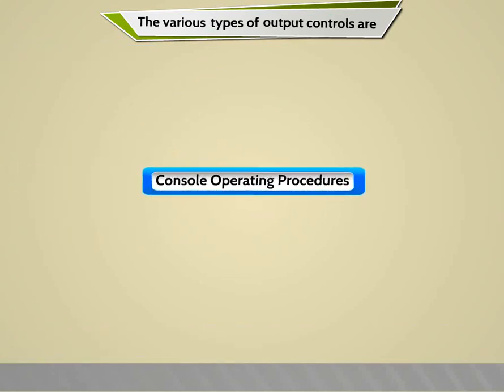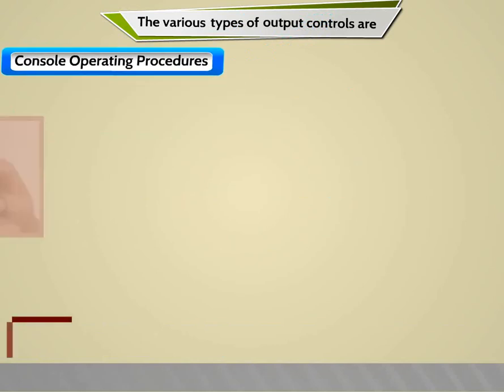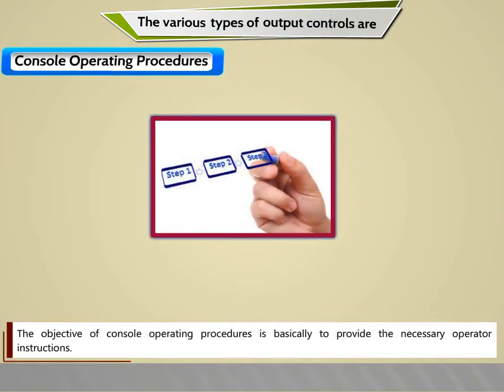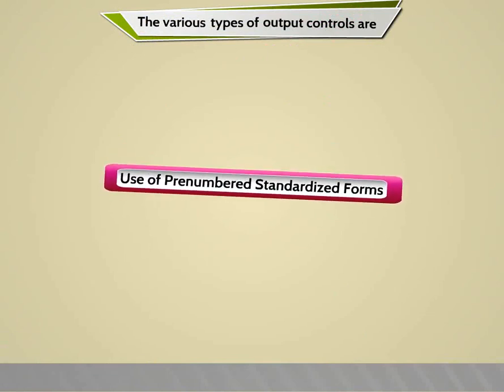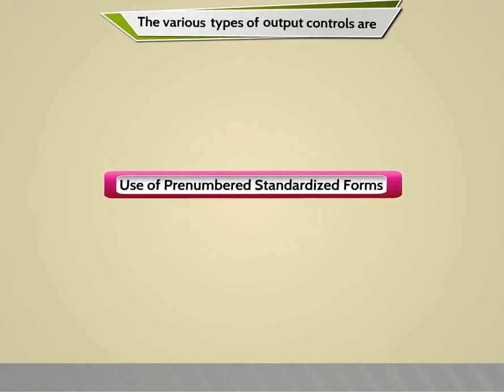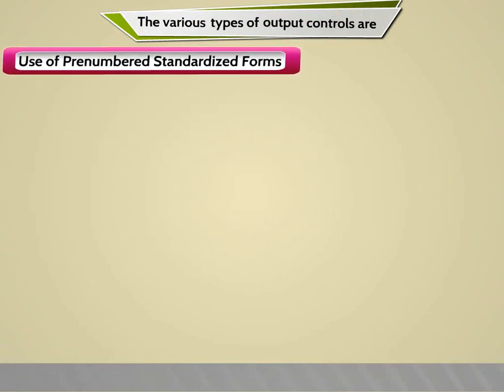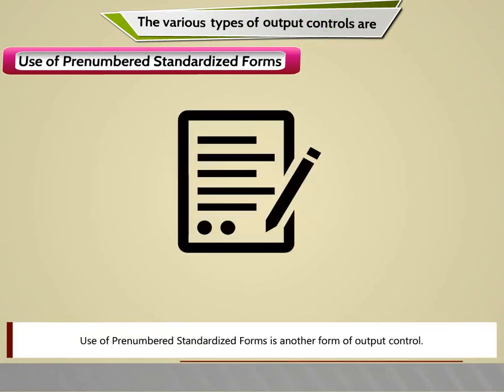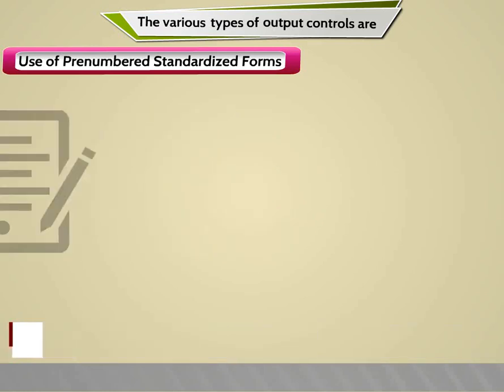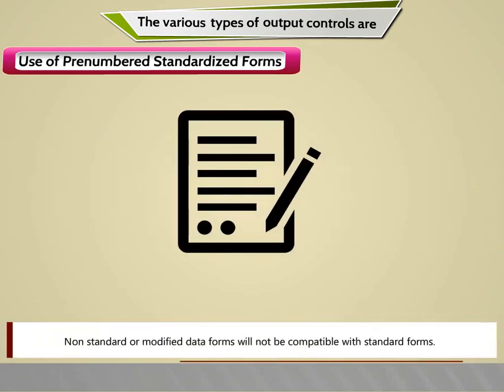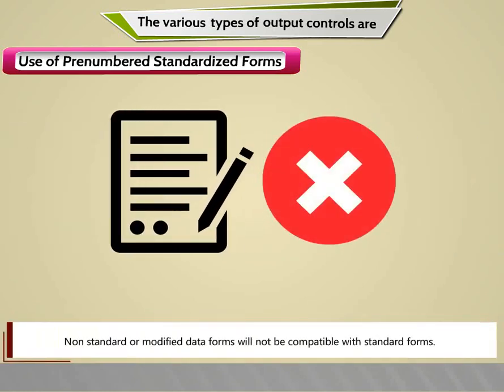Console operating procedures. The objective of console operating procedures is basically to provide the necessary operator instructions. Use of pre-numbered standardized forms. Use of pre-numbered standardized forms is another form of output control. Non-standard or modified data forms will not be compatible with standard forms.